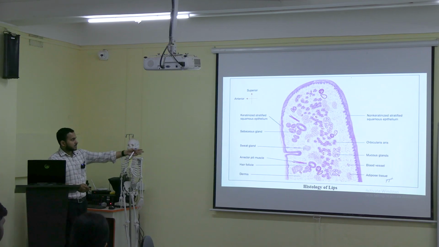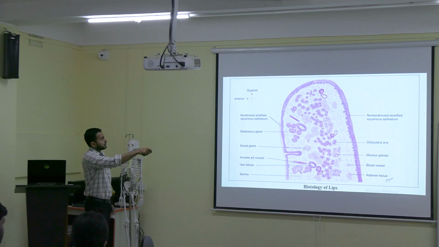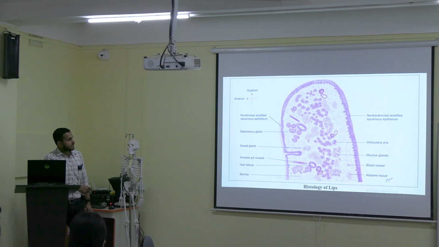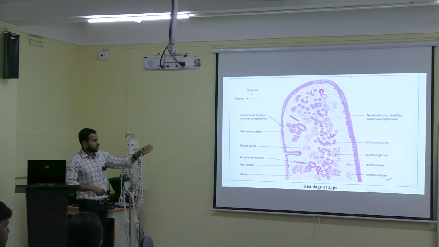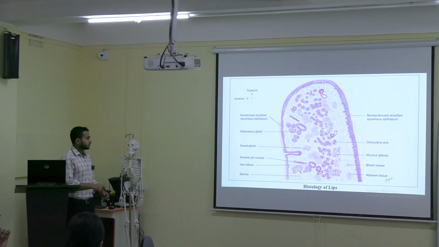So it's a very easy diagram to identify. See, this is the mucocutaneous junction. You have to identify the epithelium on both sides, and then identify on which side the hair follicle is present. Then easily you can say which part is the mucous part and which area is covered by skin.